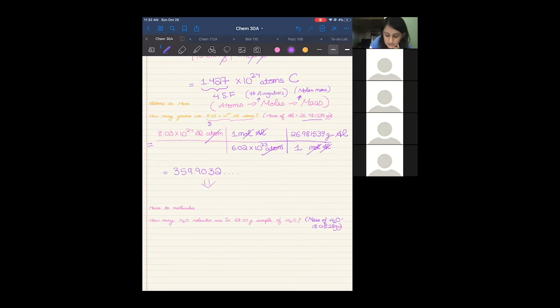3 sig figs. So in the answer here, we're just going to put 360 grams of aluminum. Okay, is everybody clear on this problem? Any questions?